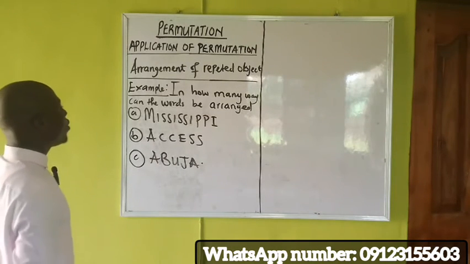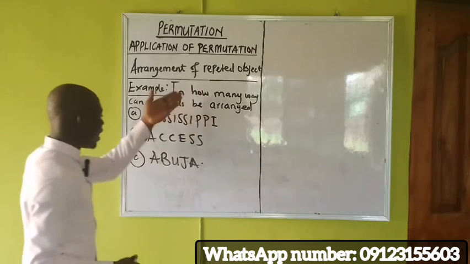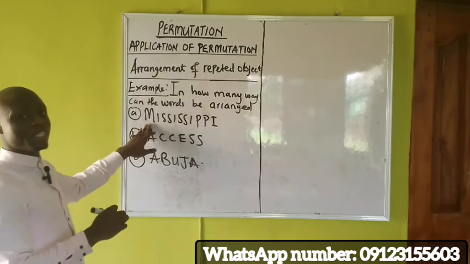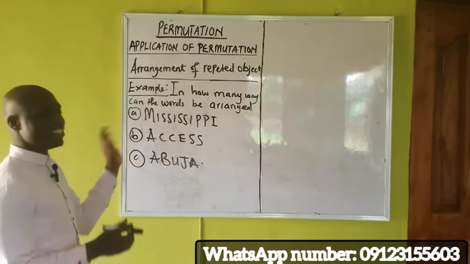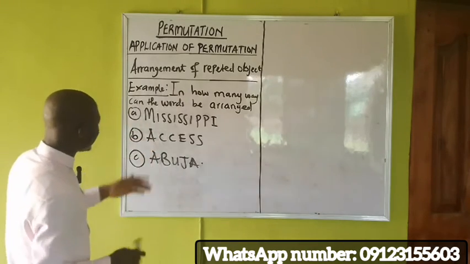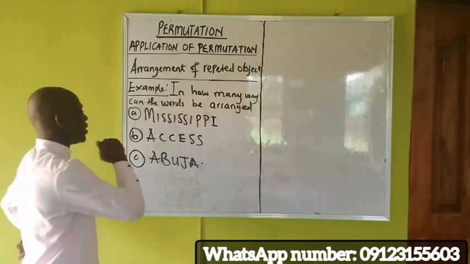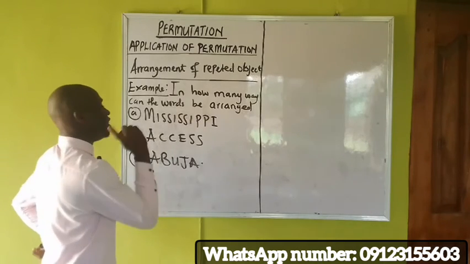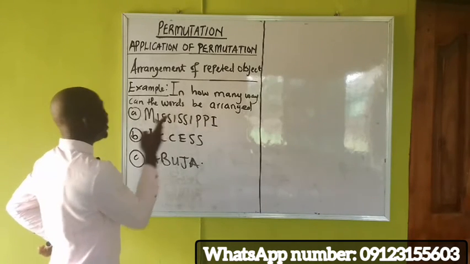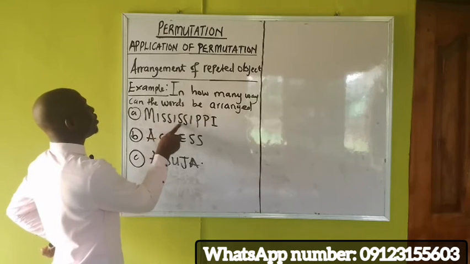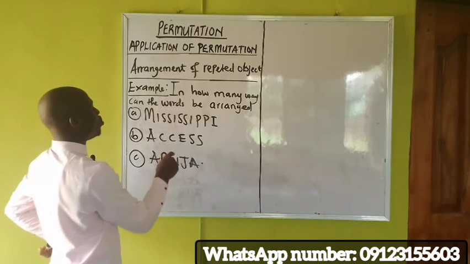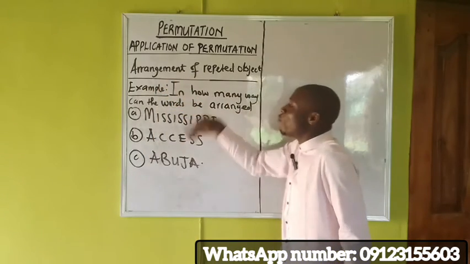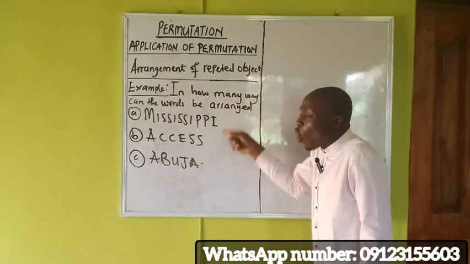If you observe closely, from the example we did, when we listed the objects, they are not repeated. But in this case, these objects are repeated. Is M repeated? No. Is I repeated? Yes. How many times? 1, 2, 3, 4. X, 1, 2, 3, 4. P, 1, 2. You can see that this concept is what we call arrangement of repeated objects. The objects are repeated. Now, how do you solve this one?